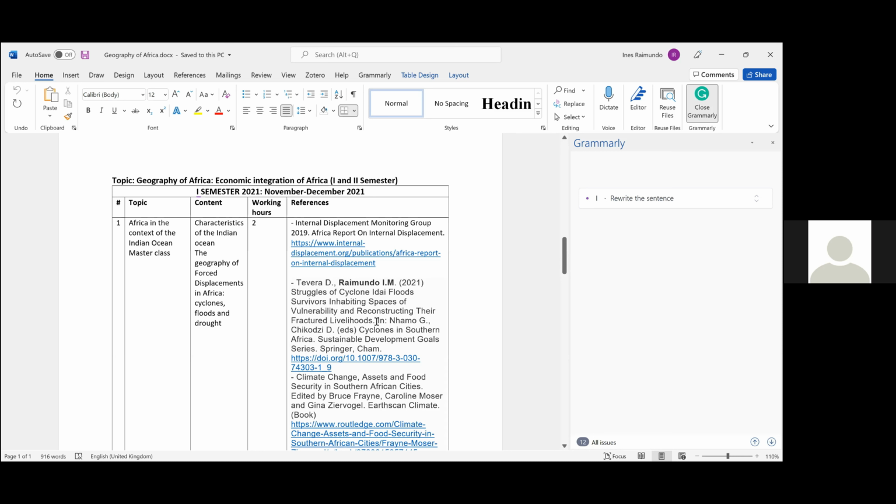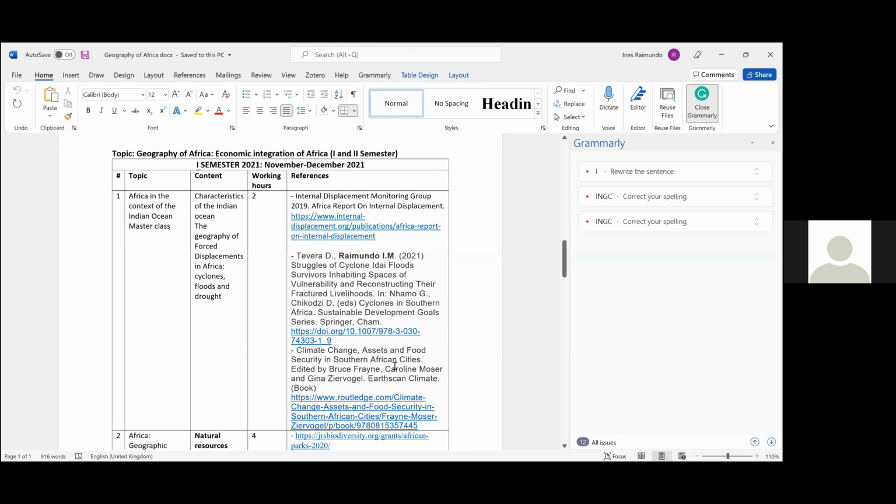In the city of Beira, the city hit by Cyclone Idai, together with friends Caroline Moza and Gina Zevoga. I also have a chapter in this book related to food security and climate change, but in the city where I am living.